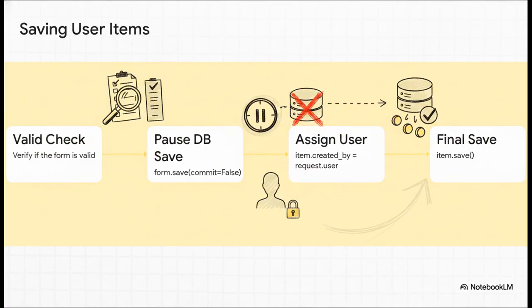When saving that user-submitted item, first, we check if the form is valid. But if we save it immediately, the whole database crashes. Why? Because the item has no owner yet. The form itself didn't ask the user who they are. So step 2, we use commit equals false. This basically hits pause on writing to the database, keeping the item suspended in memory. Then, in step 3, we manually attach the currently logged in user to the item's created_by field. And finally, step 4, we officially save it. It's such a clever workflow.